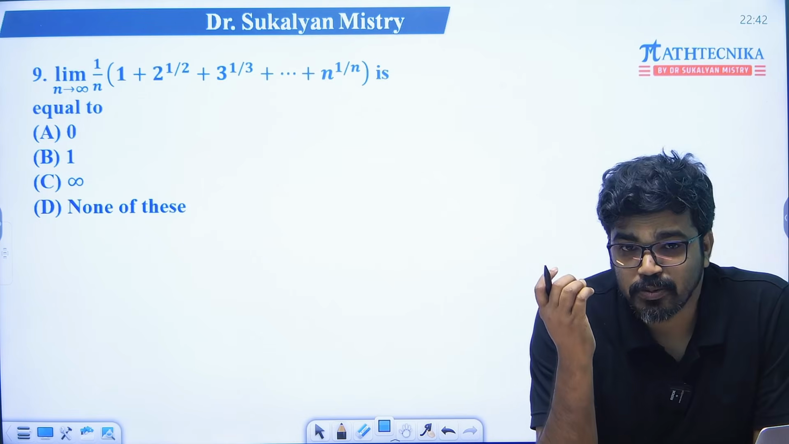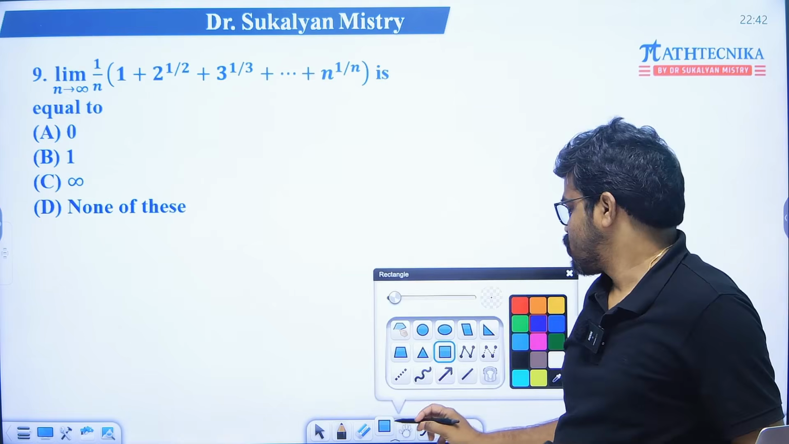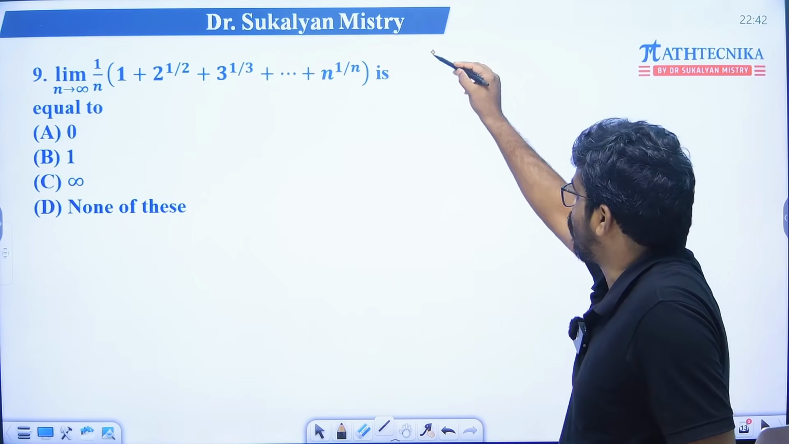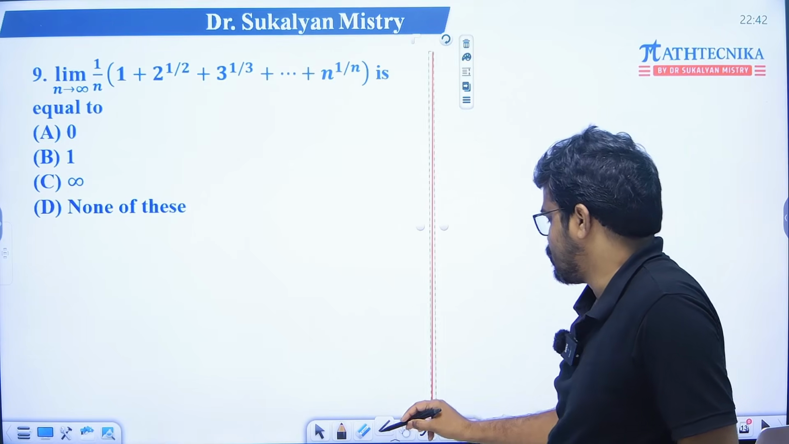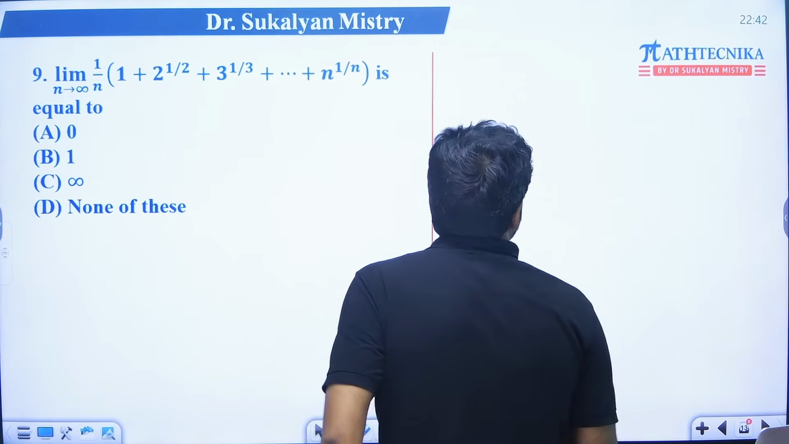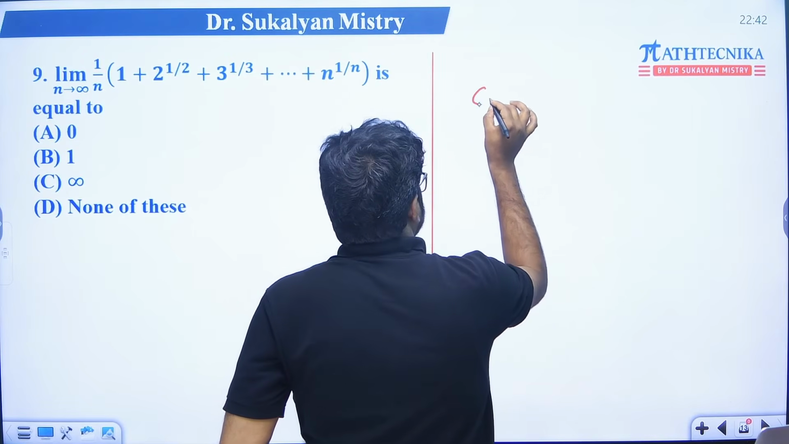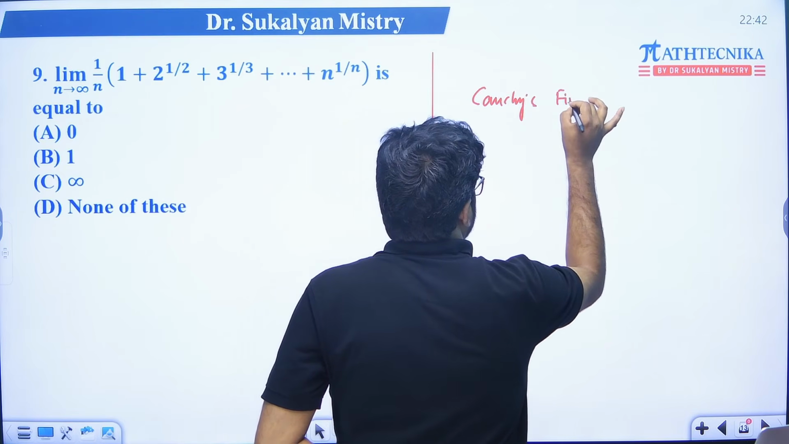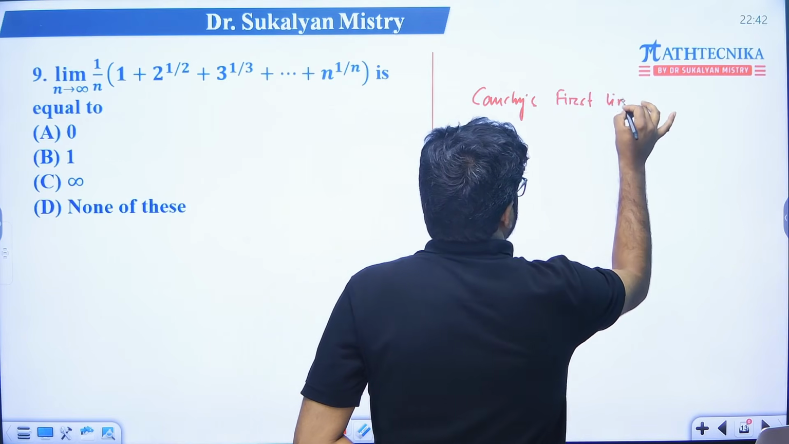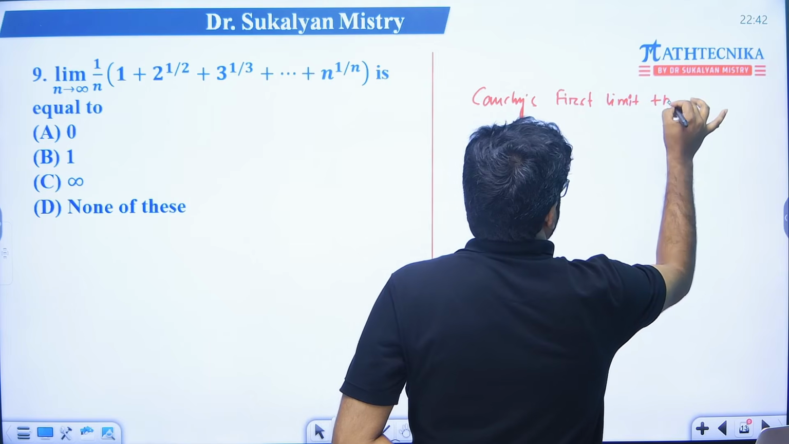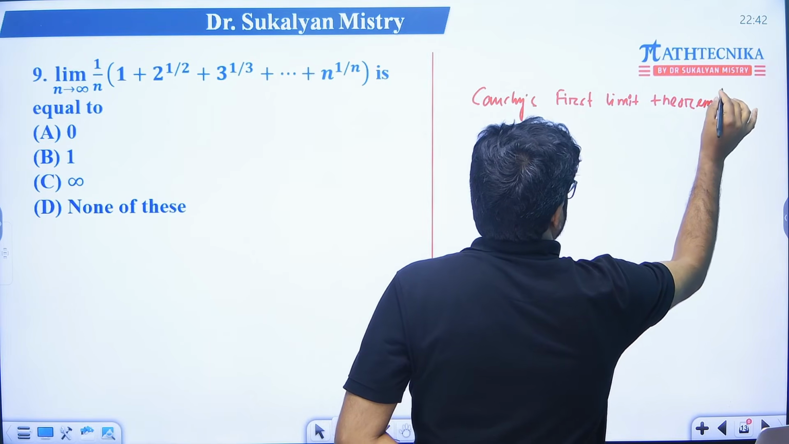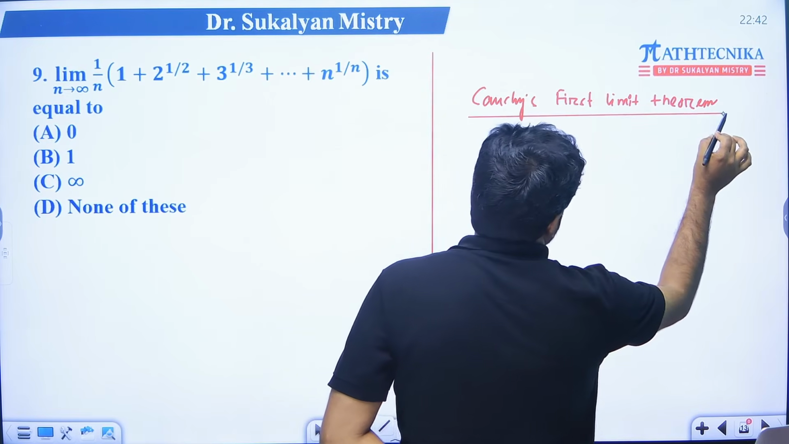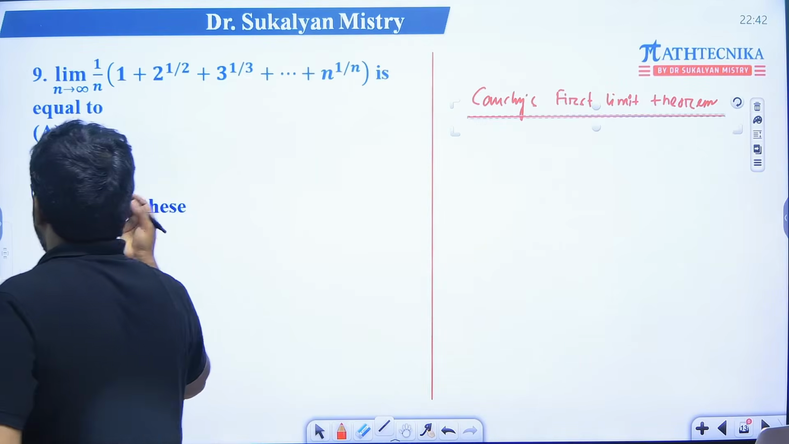what is the proper explanation? So first note this, this is a very important result, Cauchy's first limit theorem. What is Cauchy's first limit theorem? Note this, Cauchy's first limit theorem.